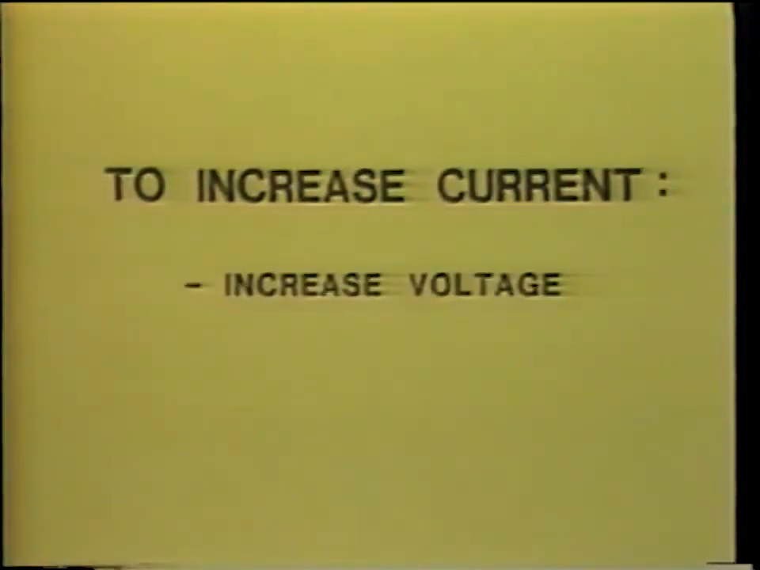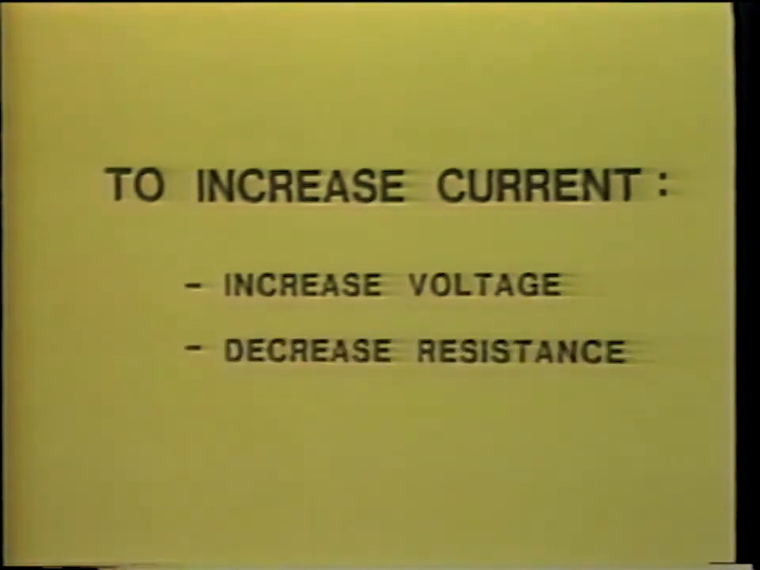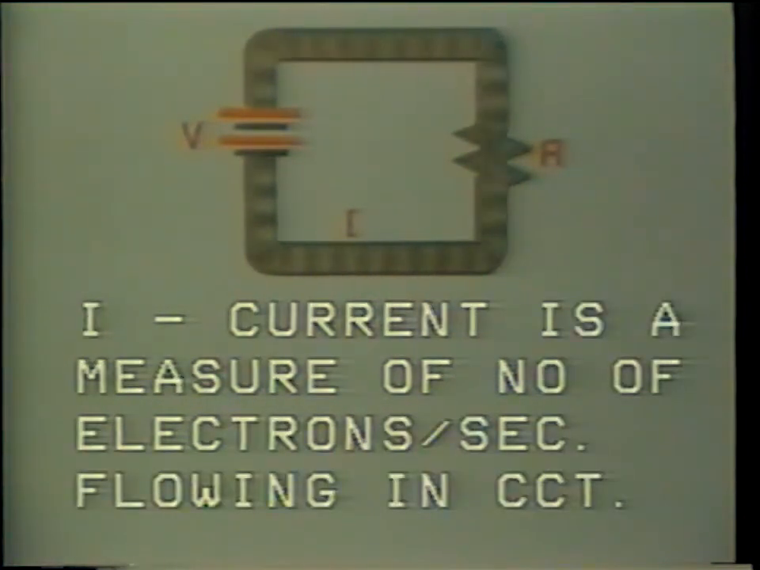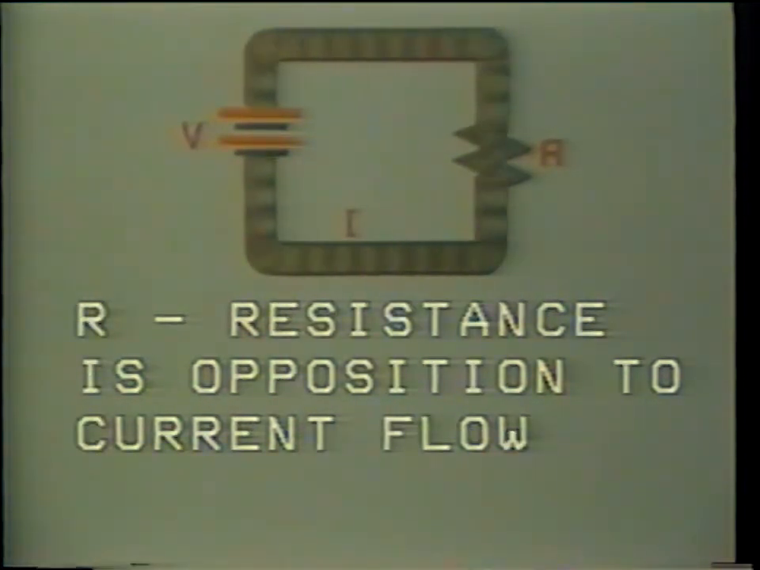So, what have we learned so far? Well, if we wish to increase current, we must: 1. Increase the voltage, or 2. We can decrease the resistance of the circuit, or 3. We can do both. Remember, V is voltage in volts, which forces current to flow in the circuit. I is current flow in amperes, which is really a measure of how many electrons per second are flowing in the circuit. And R is the resistance of the circuit to current flow and is measured in ohms.